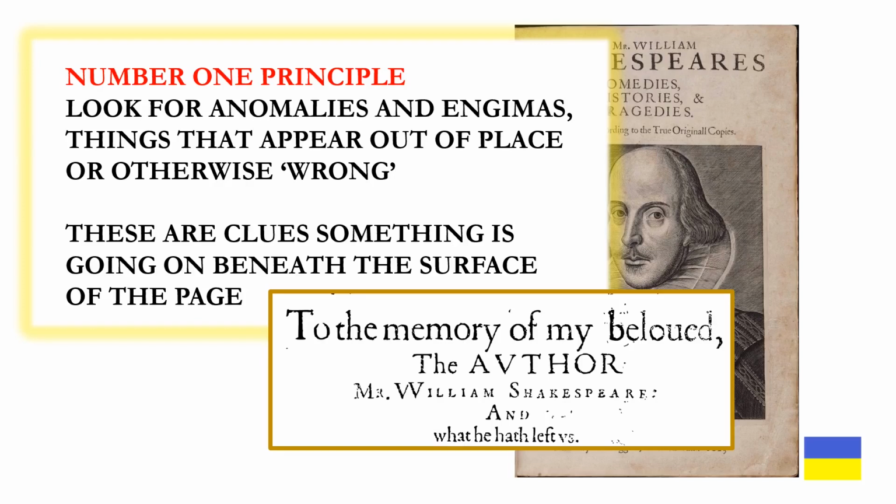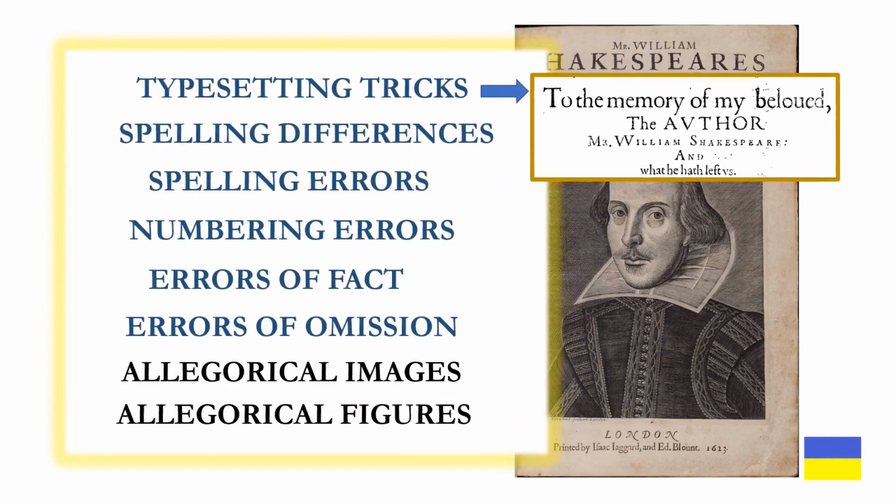Compositors and publishers and printers employed these: typesetting tricks, as you see in the title for Johnson's Ode in the first folio; spelling differences, spelling errors, numbering errors, errors of fact, errors of omission. And occasionally they will also have allegorical images and allegorical figures, alluding to different personages.